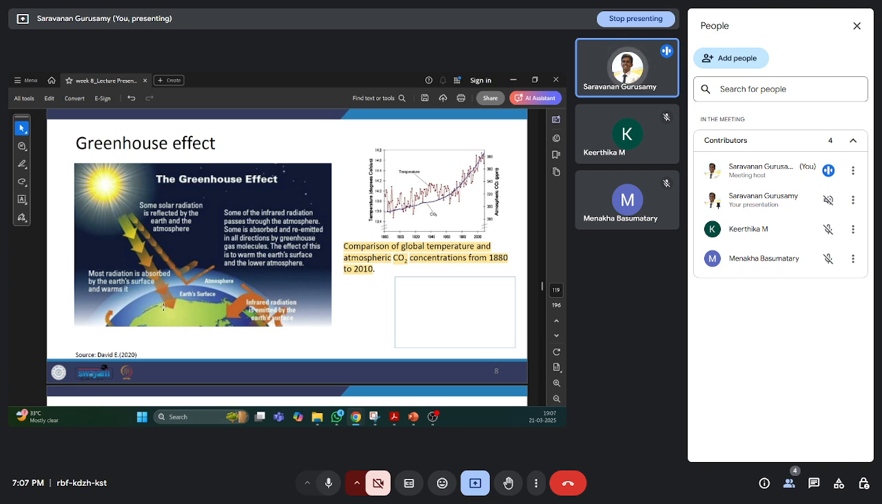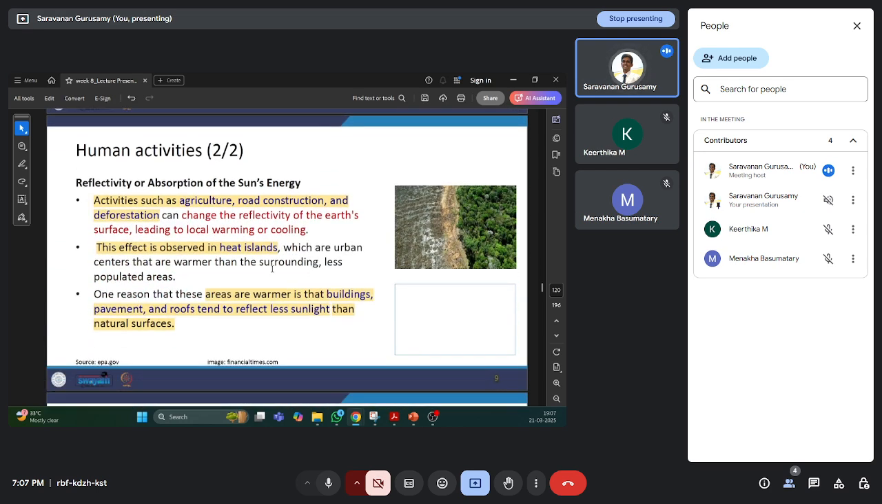Whenever light is coming, it gets reflected by the Earth's surface. But some of these gases present in the atmosphere trap it and keep the heat inside the surface. That increases the temperature. So one impact is the greenhouse gas effect, and the second one is reflectivity and absorptivity of the sun's energy. Activities like agriculture, road construction, and deforestation change the reflectivity of the Earth's surface, leading to local warming and cooling.